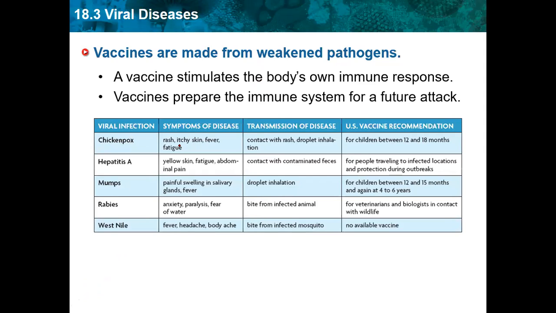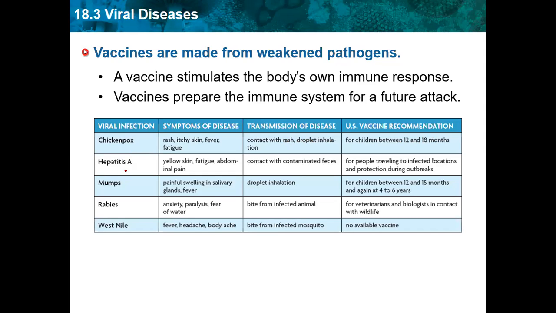These are examples of viral infection, which we have chickenpox. Among the symptoms of chickenpox are rash, itchy skin, fever, fatigue. How does it spread? Contact with rash, droplets. Let's say someone has chickenpox next to you, and comes to school, you touch his body, immediately you're going to have it. The vaccine is used for children between 12 to 18 months.